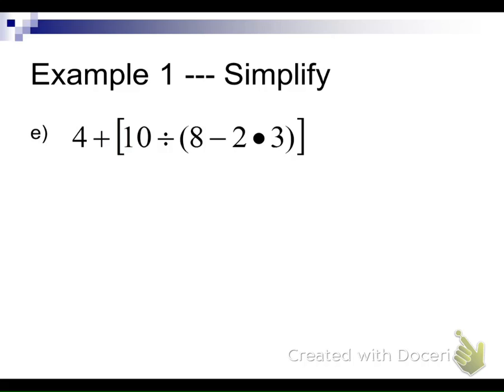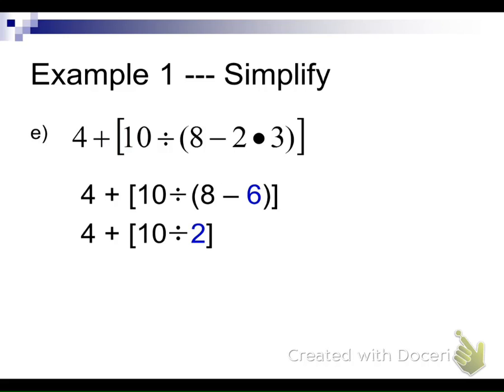Letter E. 4 plus 10 divided by 8 minus 2 times 3. In this problem, we've got 2 sets of parentheses. Make sure that you work the innermost parentheses first. In the innermost parentheses, we have subtraction and multiplication. We're going to do that multiplication first: 2 times 3 gives me 6. And then we'll do the subtraction to give me 2. Now we still have parentheses left, those brackets. We'll do that first: 10 divided by 2 is 5. 4 plus 5 equals 9.